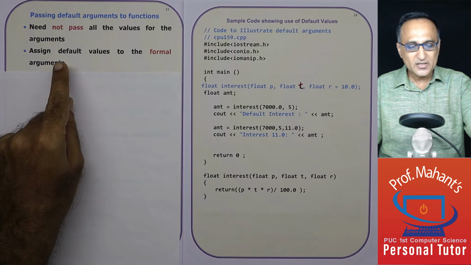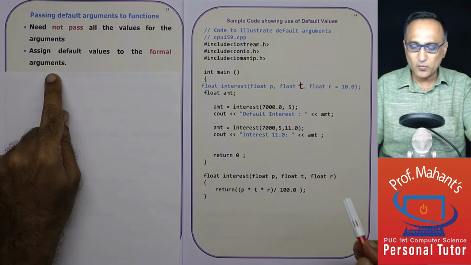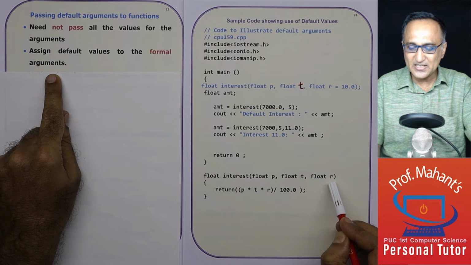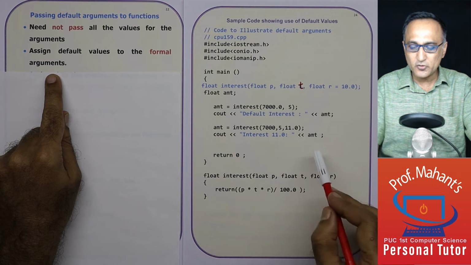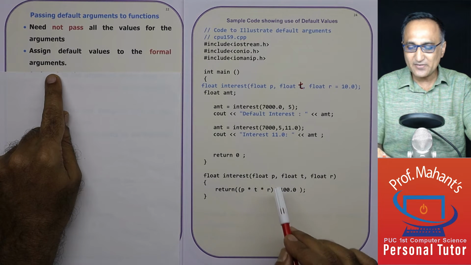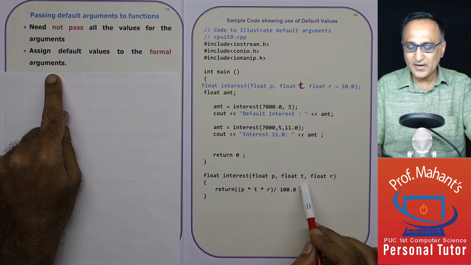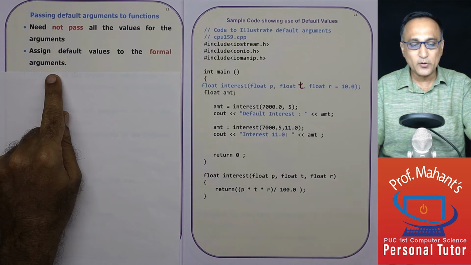Now, what does it do? It assigns default values to the formal argument. What is the formal argument here? This R, this P, T, R are not declared or used here. These are local variables to interest. So P takes 7,000, T takes 5. But this R value, if I don't send, it will automatically take the value 10.